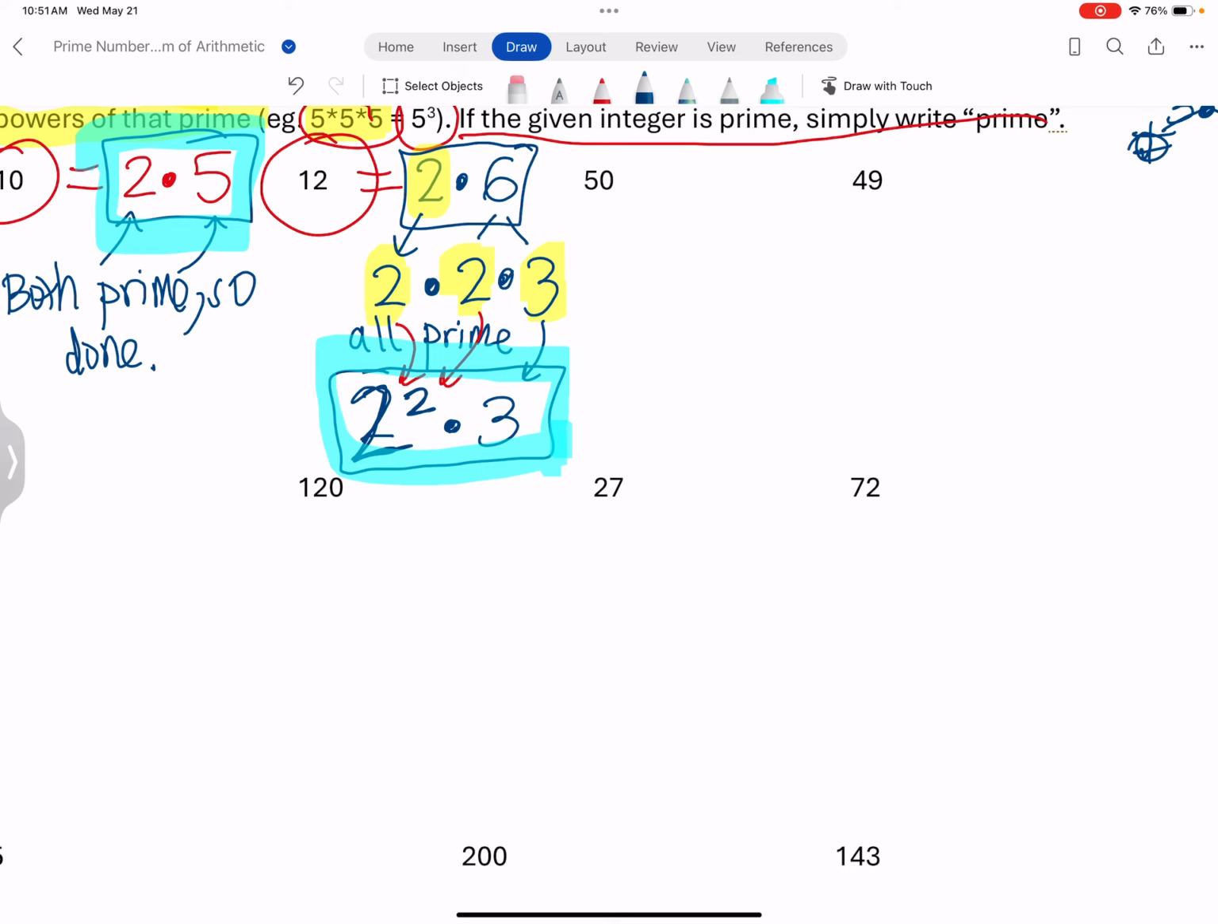Okay, let's try 50. I'm just so boring. Every time I'm just thinking, does 2 divide in? That's my first thought. In this case, we got lucky again. 2 does divide in. 2 times 25 is 50. And now I assess, are either of those prime? Yes, 2 is prime, so it's good to stay, but 25 is not prime.